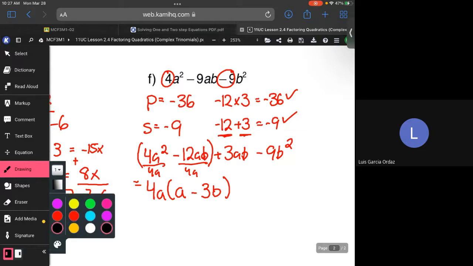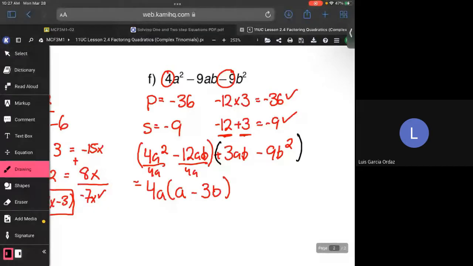Now let's look at my next one. 3ab and -9b squared. What's common between 3 and -9? Okay, we're talking about the number first. Yeah, b is fine. 3b. You're good. You just told me the variable part. So we divide each of these by 3b, which means I'm left with a minus 3b. What happens to the square? Because what's b squared divided by b? It's just b, right?